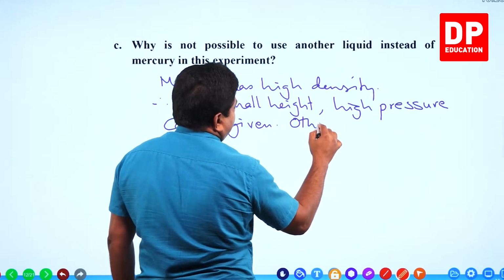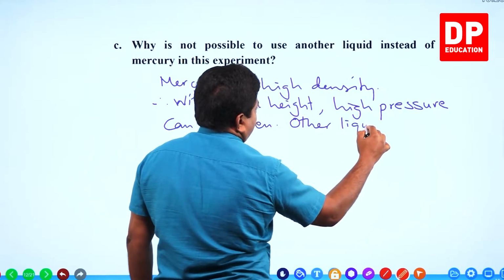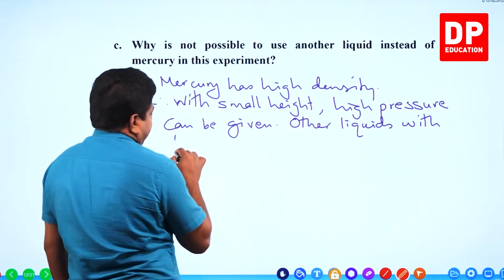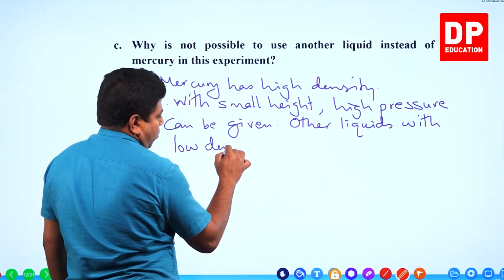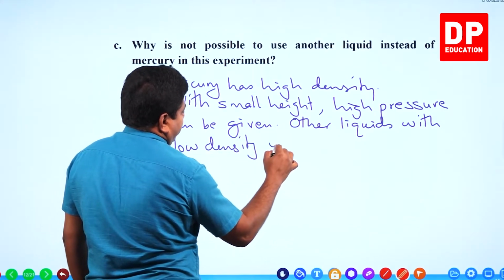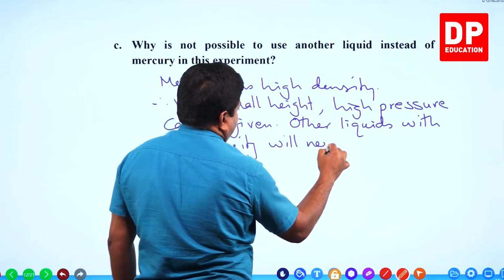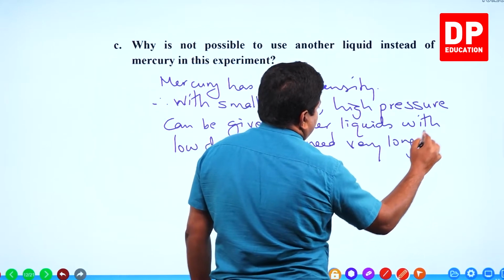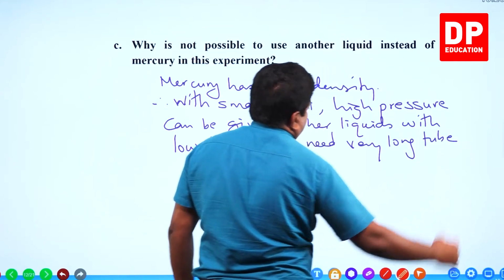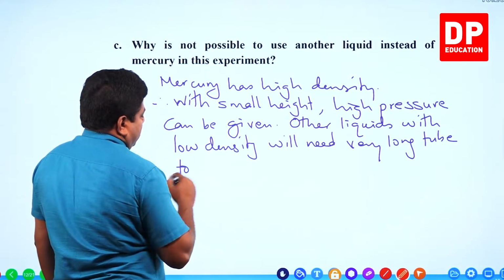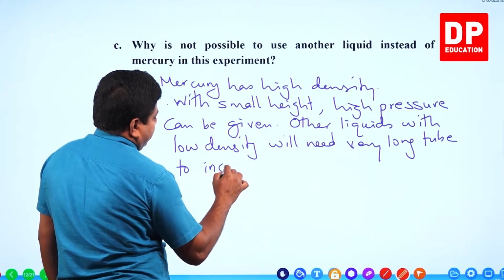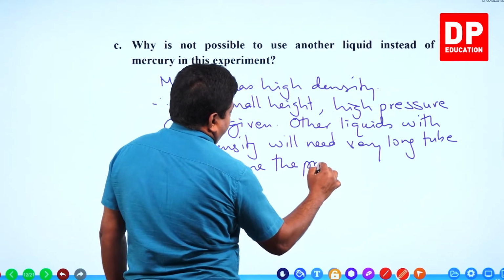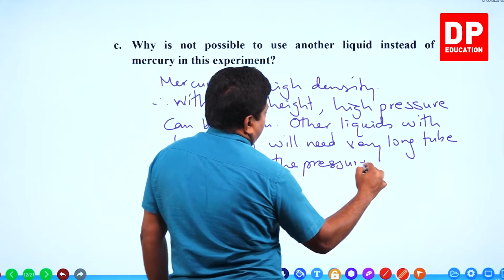Other liquids with low density will need a very long tube to increase the pressure significantly.